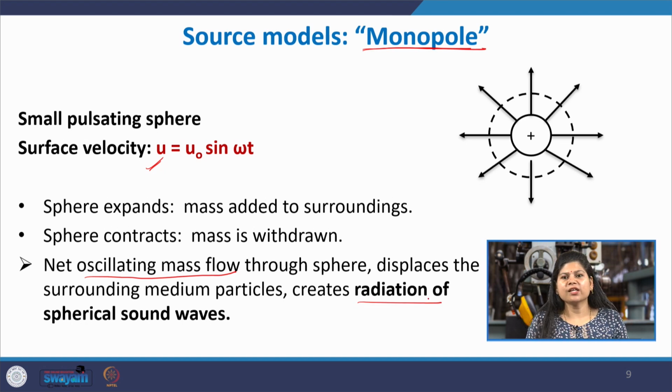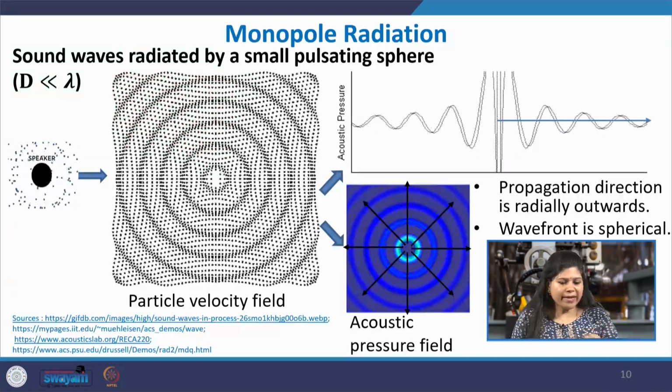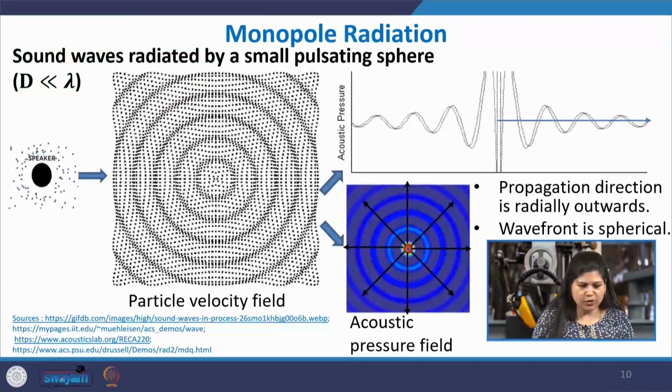And what is the radiation of such a monopole? It is the spherical sound waves. We have already studied spherical sound waves, cylindrical waves, plane waves and so on. So, the monopole creates these spherical sound waves. So, some animations just to illustrate this phenomenon.